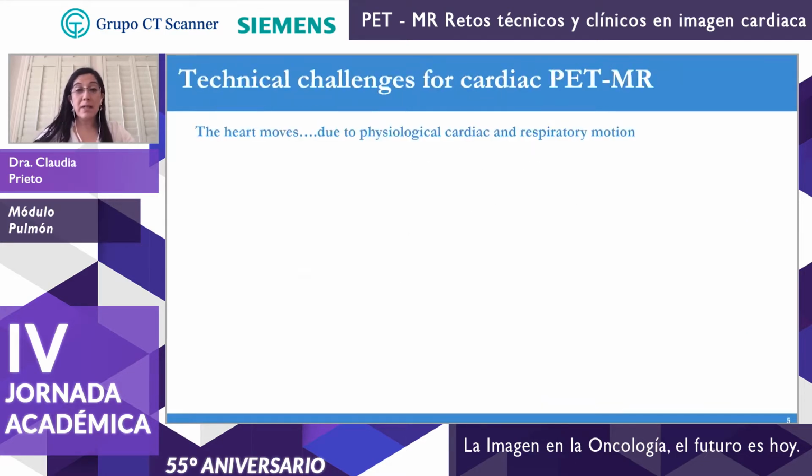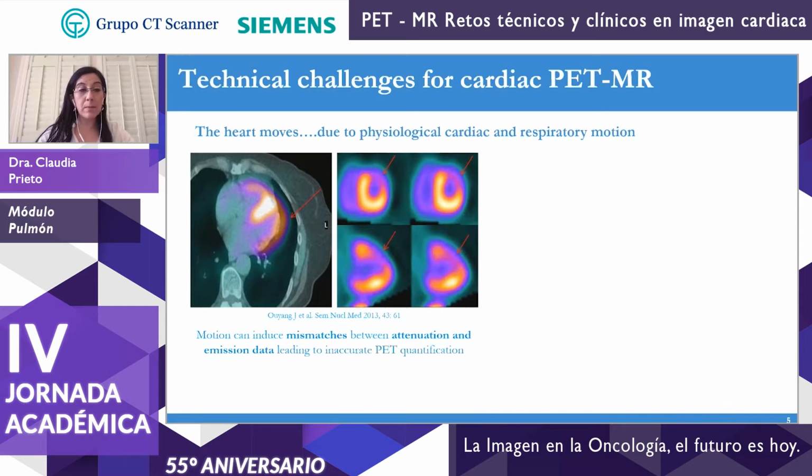However, there are still several technical challenges for cardiac PET-MR that need to be overcome, with one of the main ones being that the heart moves due to physiological cardiac and respiratory motion. So the problem is that motion can induce mismatches between attenuation and emission data, leading to inaccurate PET quantification, as we can see in this case that could be misdiagnosed as a perfusion defect.